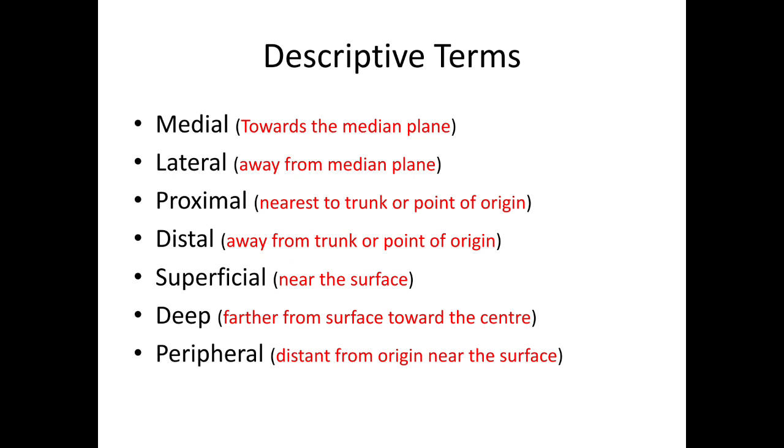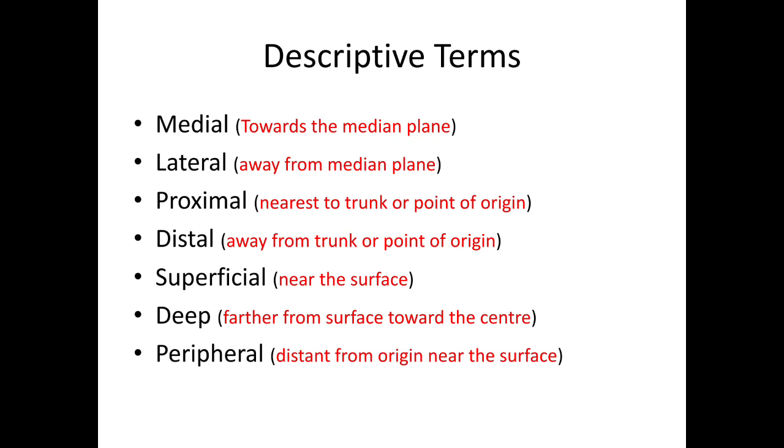Medial refers to the body part which is toward the median plane, and lateral refers to the body part which is away from the median plane. You can say the outer portion of the limb is the lateral side, and the internal side of the limb is the medial side. Proximal refers to the part of the body which is nearest to the trunk or the point of origin. You can say the palm is distal, and the scapula is proximal.